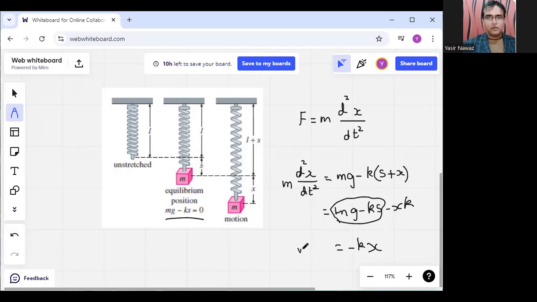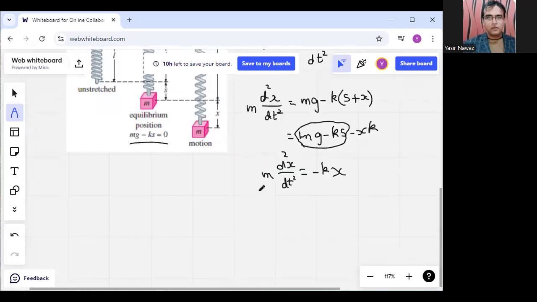So m into d square x over dt square equals minus kx. Also remember that this is the case when there is no damping. If there is damping, then the damping force will be added. So here the case is for the undamped system. Using Newton's law and Hooke's law, the model is constructed in this way.